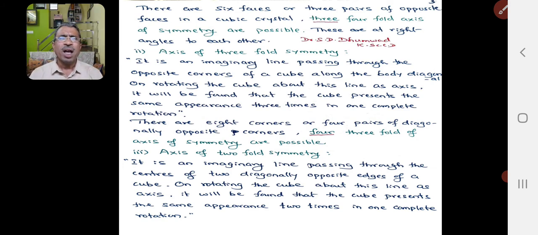Coming to the axis of 2-fold symmetry. It is an imaginary line passing through the center of 2 diagonally opposite edges of a cube. On rotating the cube about this line as axis, the cube presents the same appearance 2 times in one complete rotation.